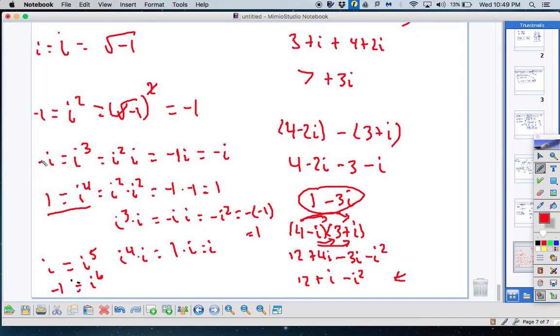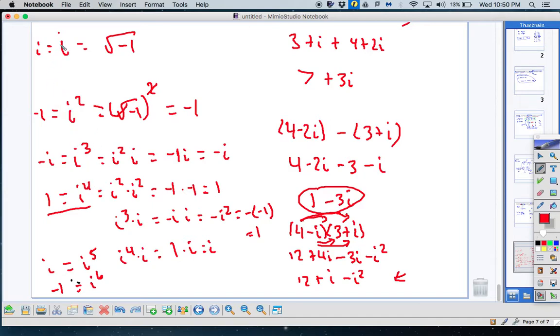i to the seventh will be negative i. i to the eighth is going to be 1. i to the ninth comes back up here and is i. i to the 10th is negative 1. i to the 11th is negative i. i to the 12th is 1. And then we go back up again. So i to the 13th is i again. And it will go like that through that cycle of these 4 all the way to infinity.